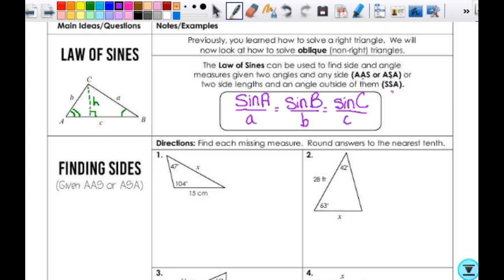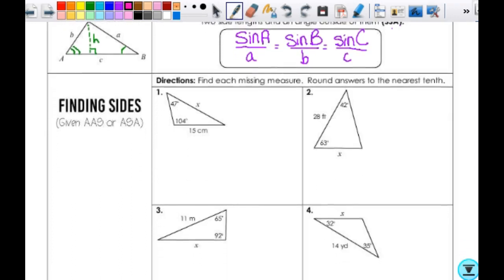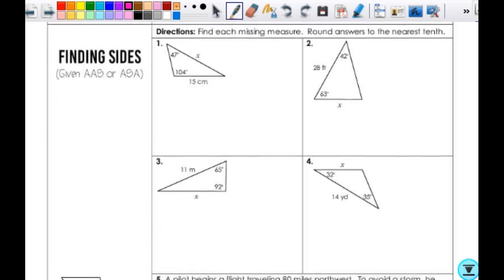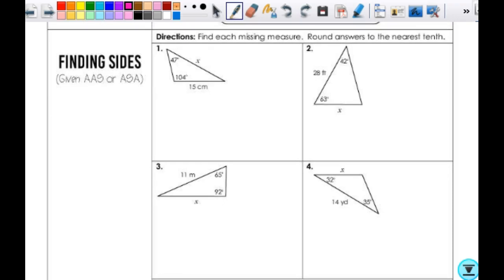So let's look at how we apply this stuff. Let's look at number one. We want to find the missing measure. Again, up until now, we could only use trig if we had right triangle stuff. Now this says round all answers to the nearest tenth. That's because I forgot to change it. Let's make sure we're clear on how to answer these questions. It's to the nearest thousandth unless it says otherwise. It says otherwise, so we'll go with the tenth, because you got to read the directions and do what it says. If it just said find each missing measure, then it's to the thousandths. Does that make sense?